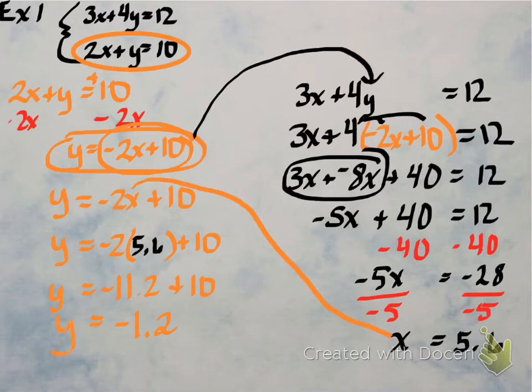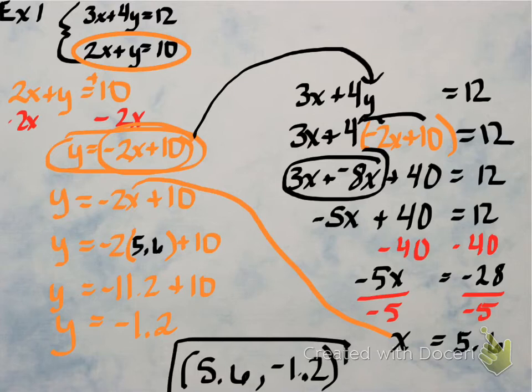So my y is negative 1 2/10, and my x is 5.6. And so my solution is the x and y together. My solution is 5 6/10, comma, negative 1 2/10. That is my solution.